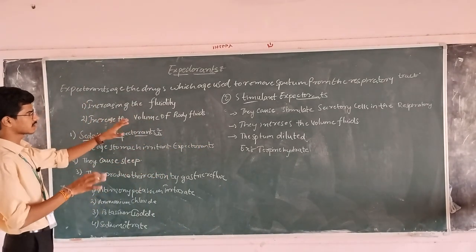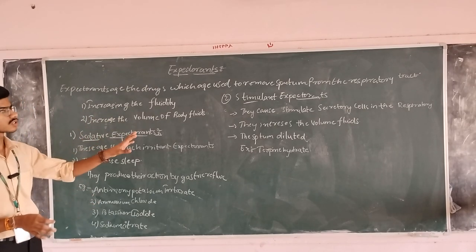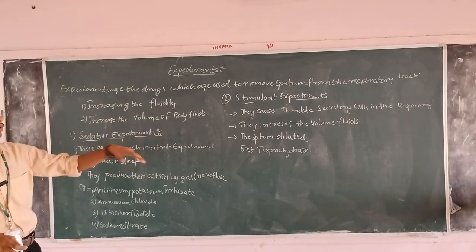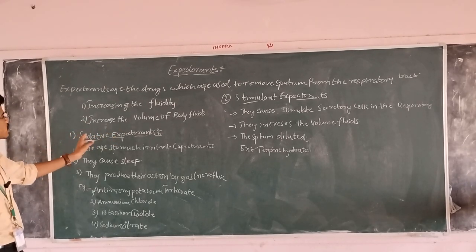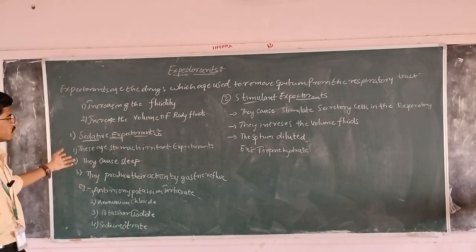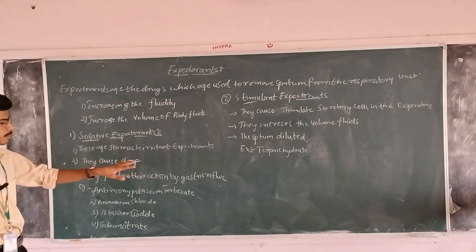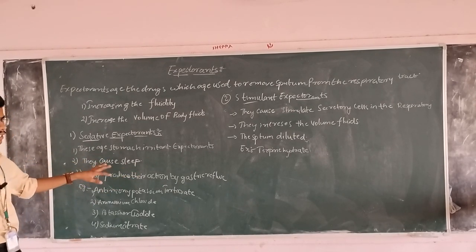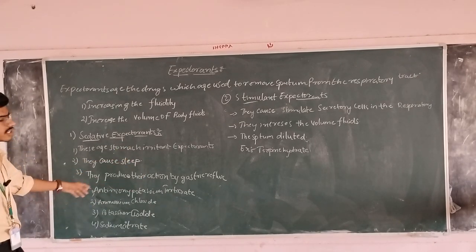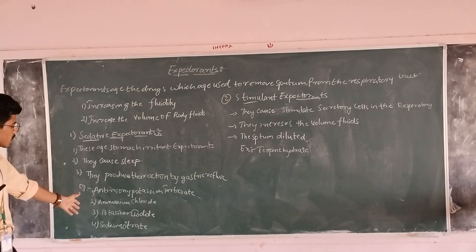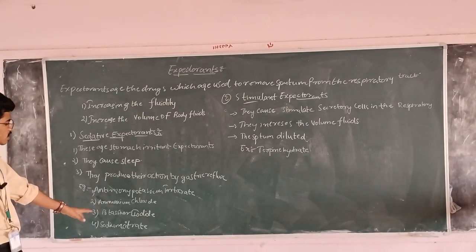Briefly, expectorants are the drugs which remove the sputum from the respiratory tract by two mechanisms: increasing the fluidity or increasing the volume of body fluids. Sedative expectorants are stomach irritant expectorants. They cause sleep, and they produce their action by gastric reflexes. Examples are antimony potassium tartrate, ammonium chloride, potassium iodide and sodium citrate.